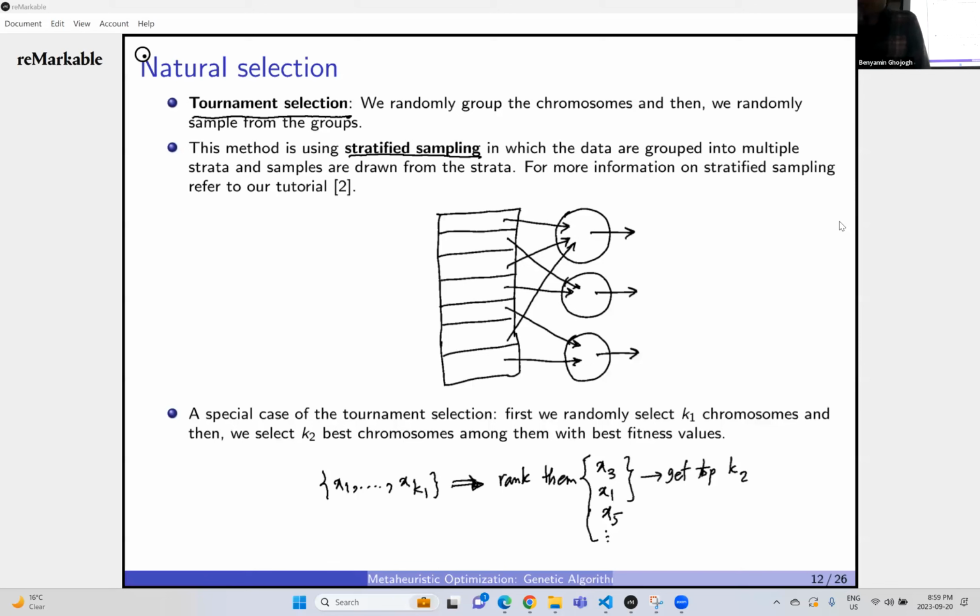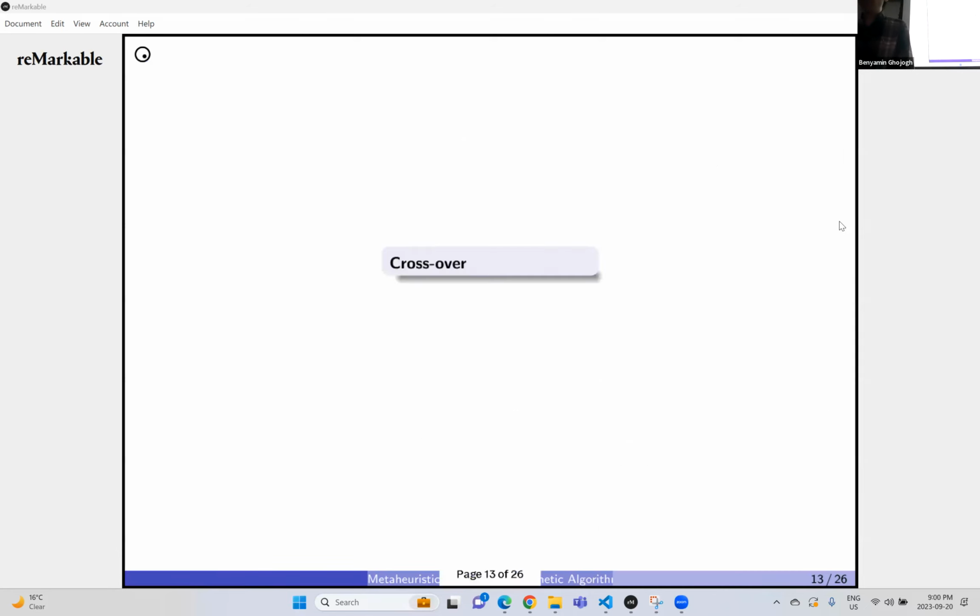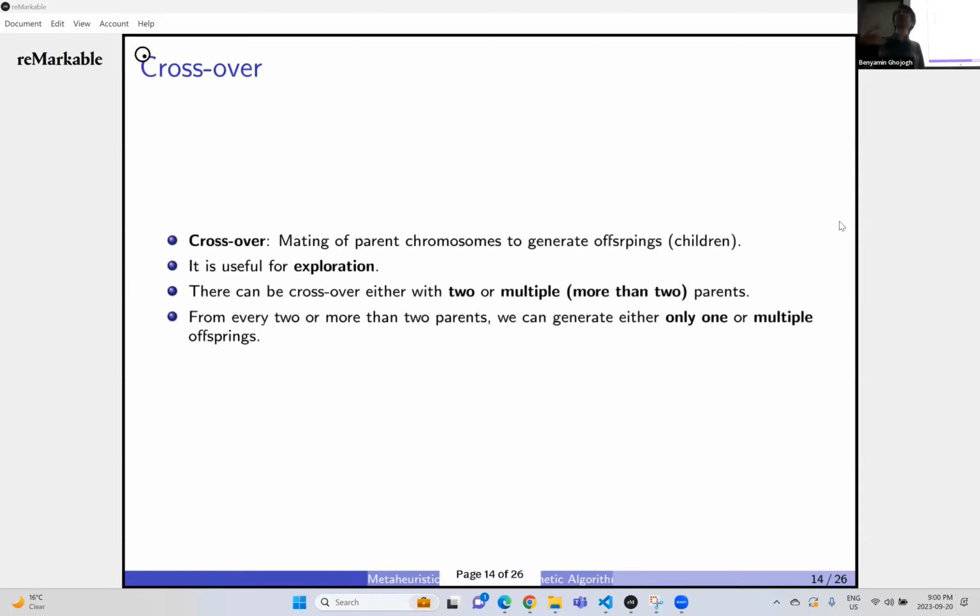So this is tournament selection. A special case of this is that we rank them and then get the top K. You can see it as a special case also. These are different variants of natural selection. So natural selection is over. Now we go to crossover. Crossover is another name for mating. Two chromosomes mate to generate offspring. So crossover is the mating of parent chromosomes to generate offspring or children.